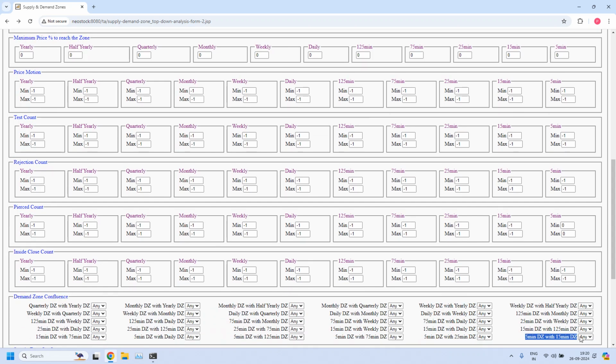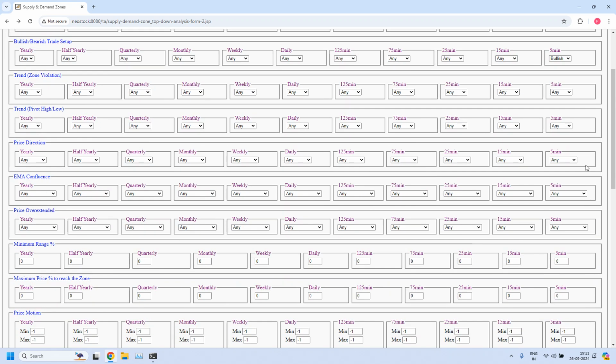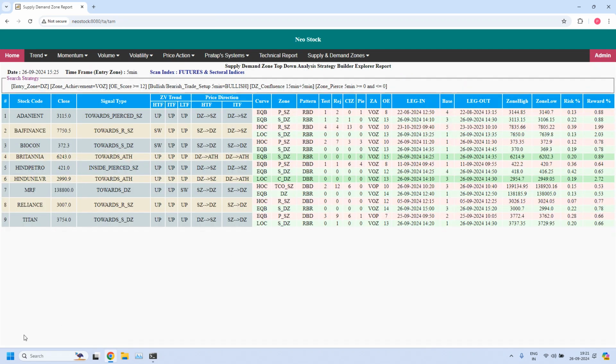So I'm enabling this filter. Let's verify. We got 9 stocks. Out of 18, 9 stocks are filtered. In all these 9 stocks, ITF zones are part of the HTF zones, and LTF zones are part of the ITF zones. That means the 5 minute zone is part of the 15 minute zone.